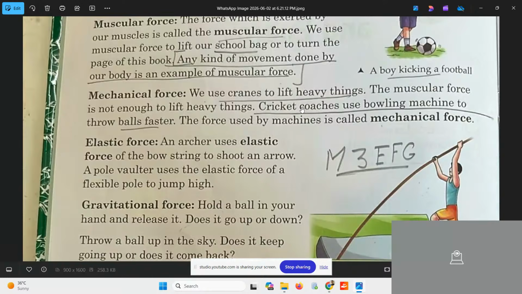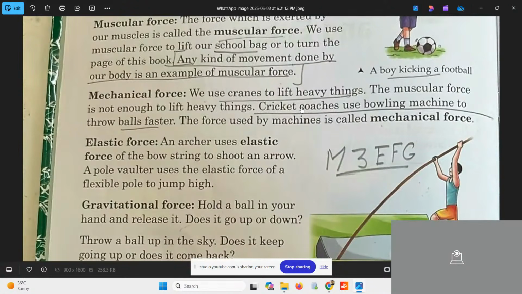So what is the definition of mechanical force? The force used by machines, or given by machines, is called mechanical force. Don't get confused by simple machine or complex machine; a machine is a machine. The definition of mechanical force is the force applied by machines.